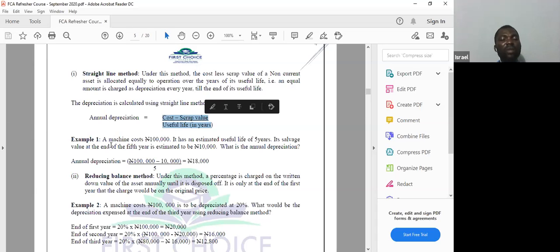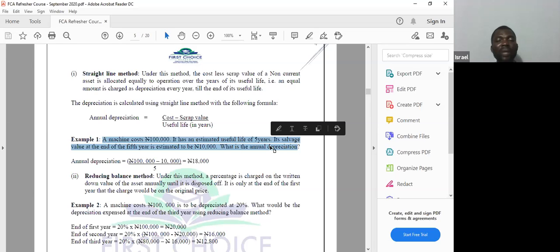Then let's test it with an example. Example 1: a machine costs 100,000. It has an estimated useful life of 5 years. Its salvage value at the end of the fifth year is estimated to be 10,000 naira. What is the annual depreciation?